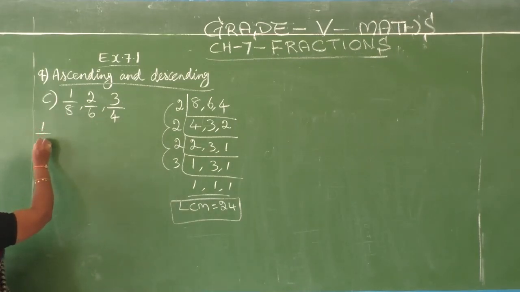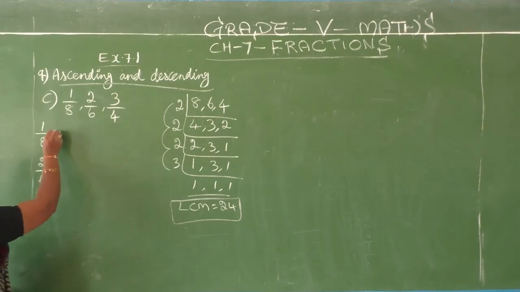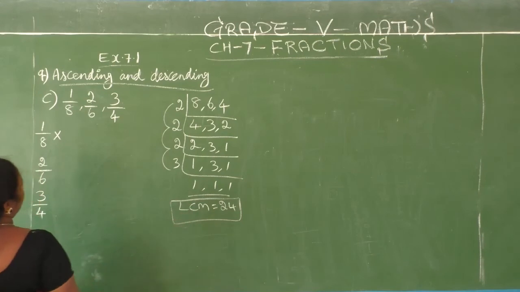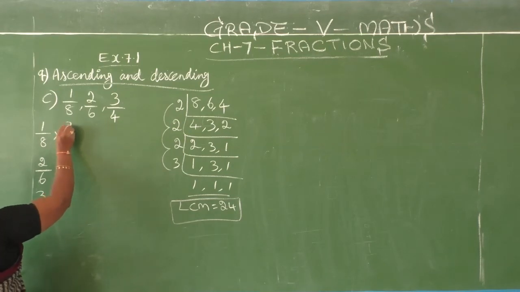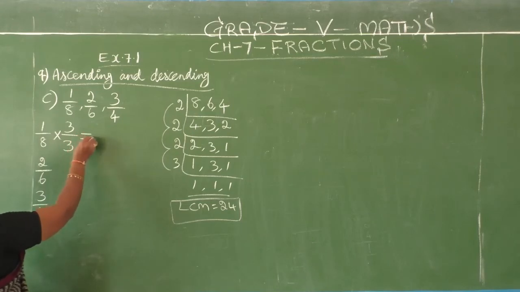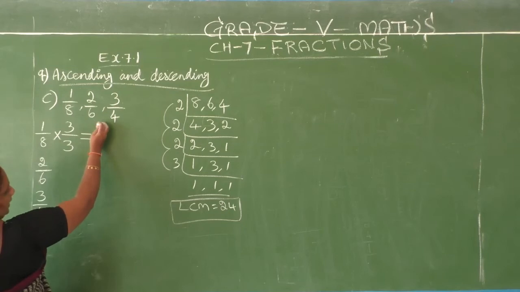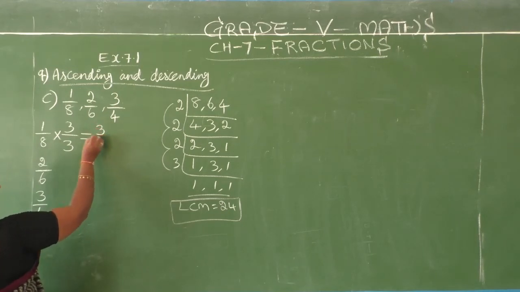Take the first fraction 1 by 8, second one 2 by 6, third fraction 3 by 4. So the condition is LCM is 24. How many 8s are 24? 3 8s are 24. Very good. So multiply by 3. Whenever you multiply the denominator by 3, multiply the numerator also by the same number, 3. So 1 3 is 3, 3 8s are 24.